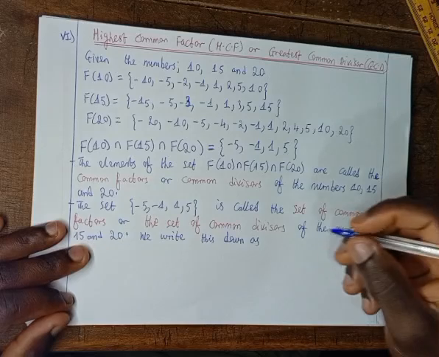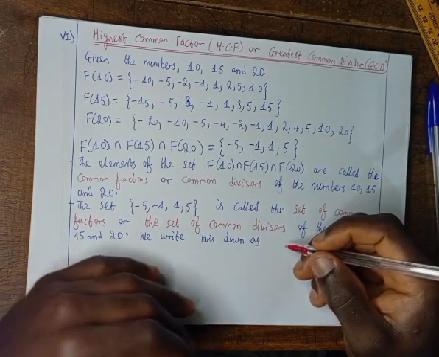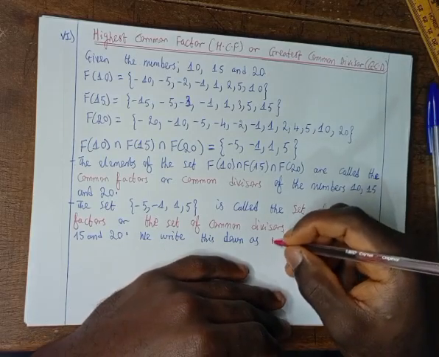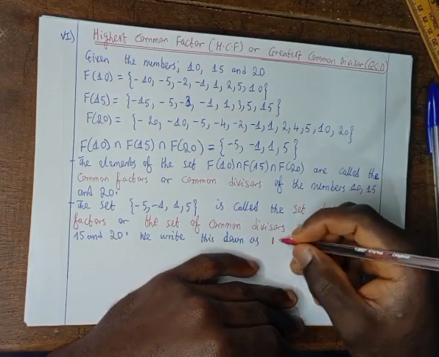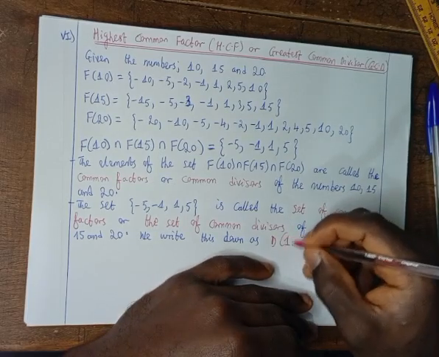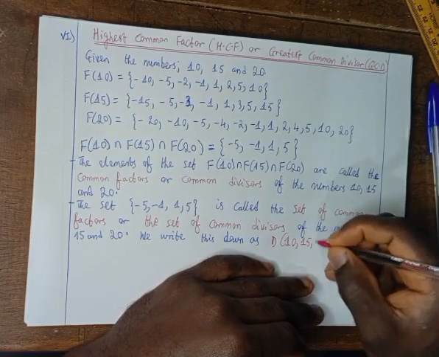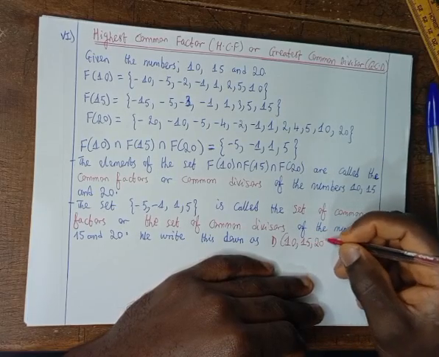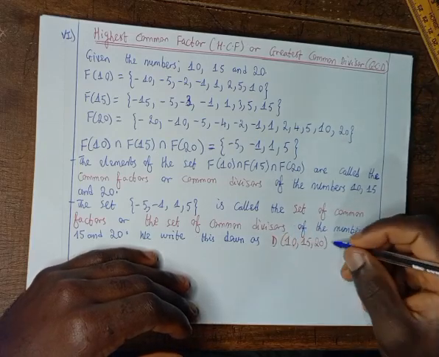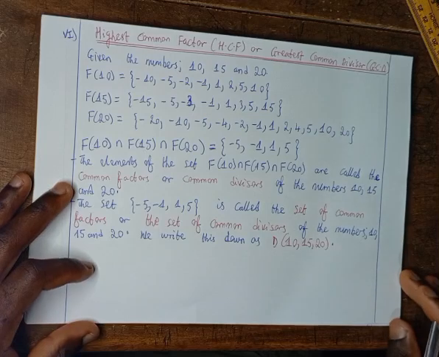The way we write down the set of common factors or the set of common divisors, we write this down as d of 10, 15, 20. So when you see d of any given numbers as such, that means the set of common factors or the set of common divisors.